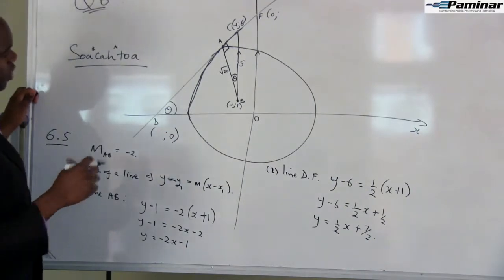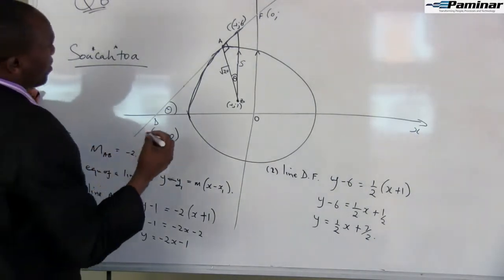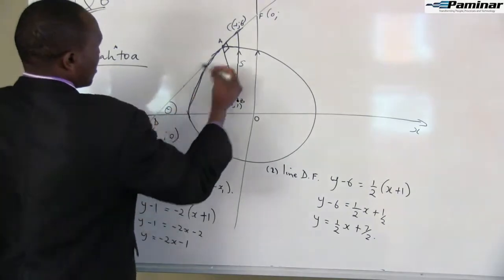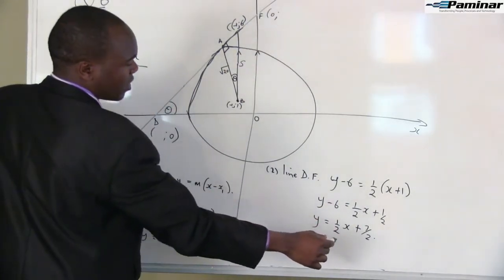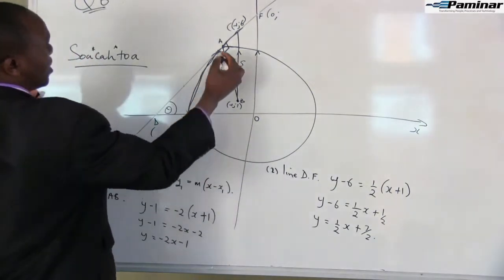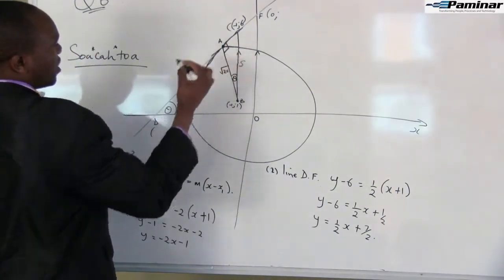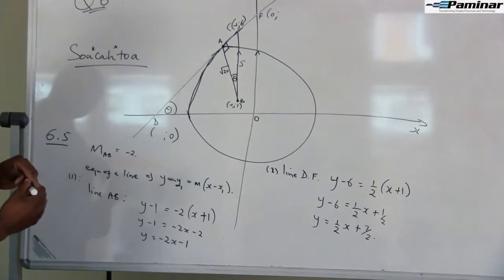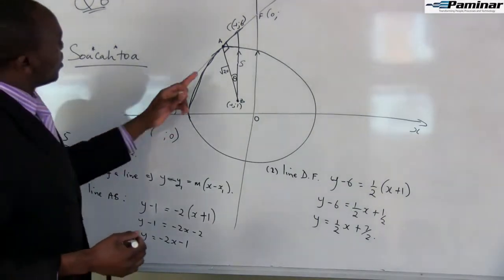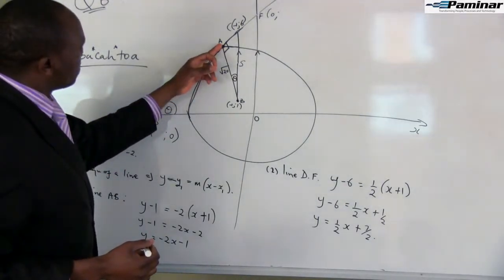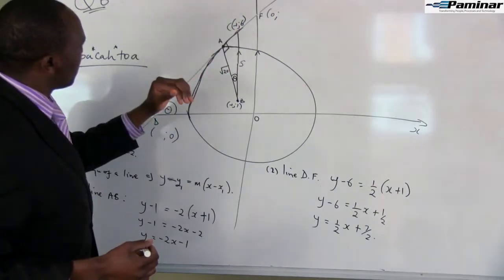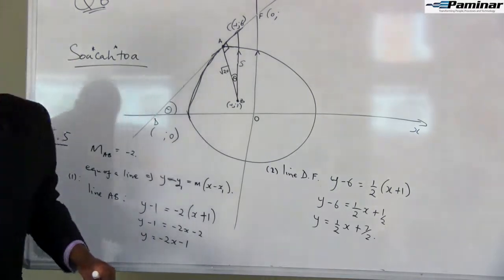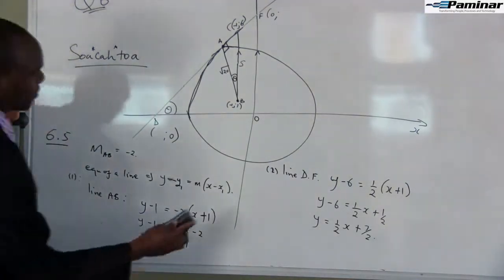So now what we're going to do here, this is the equation of the line DF, the one that we've done here. But now we need the coordinates of this point. So to get the coordinates of this point, this one we've calculated the value. Let's use Pythagoras theorem, okay?